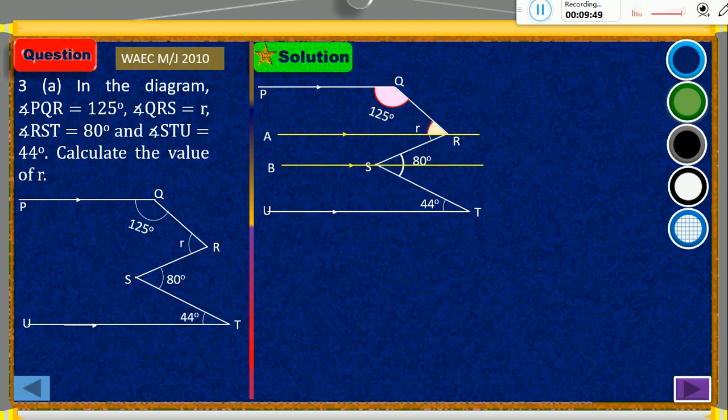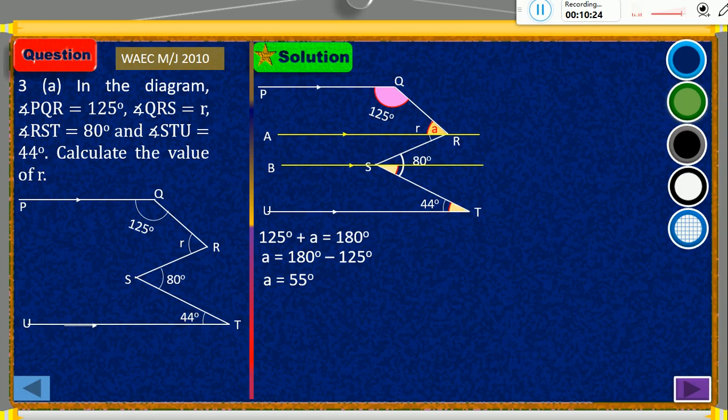Those two angles given there are interior opposite angles. So we have angle PQR plus angle RST is equal to 180 degrees, interior opposite angles of a cyclic quadrilateral. So therefore 125 degrees plus A is equal to 180 degrees. So A is equal to 180 minus 125, 55 degrees.